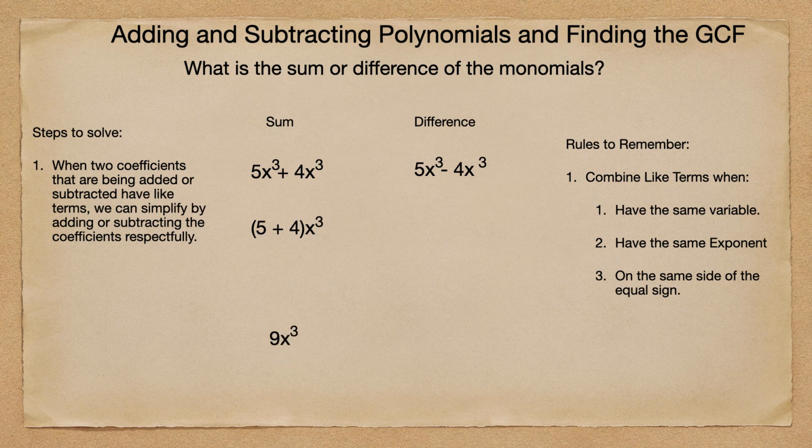On the right side, we have the difference. So we're going to be subtracting the coefficients. We're going to be subtracting the 5 and the 4, which leaves us with 1, which leaves my answer as x cubed.